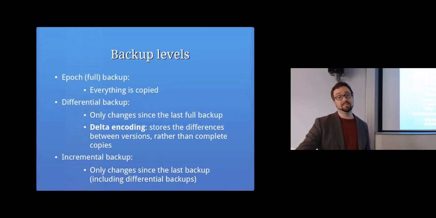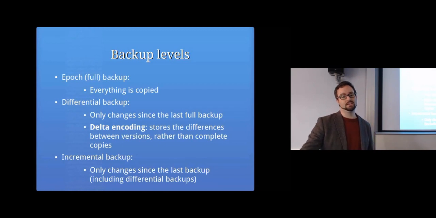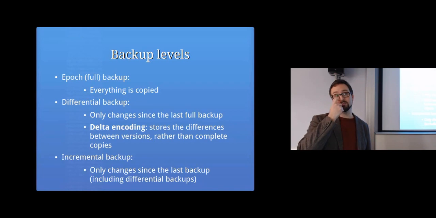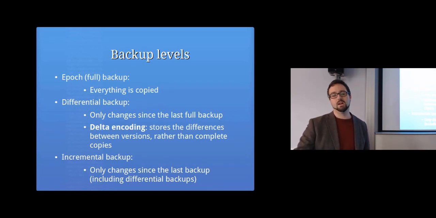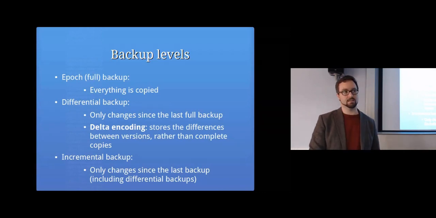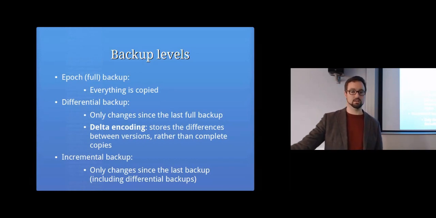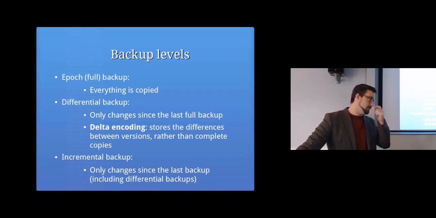So backup levels, there are lots of different ways you can manage backups. Not incredibly exciting, but something worth knowing about, right? You can do what's known as an epoch backup, like a full backup, and that's just when you take everything. Say, for example, I want to back up my PC. An epoch backup would be taking a copy of everything on that entire computer and storing it. What happens the next week when I want to make sure I've got a backup of everything?